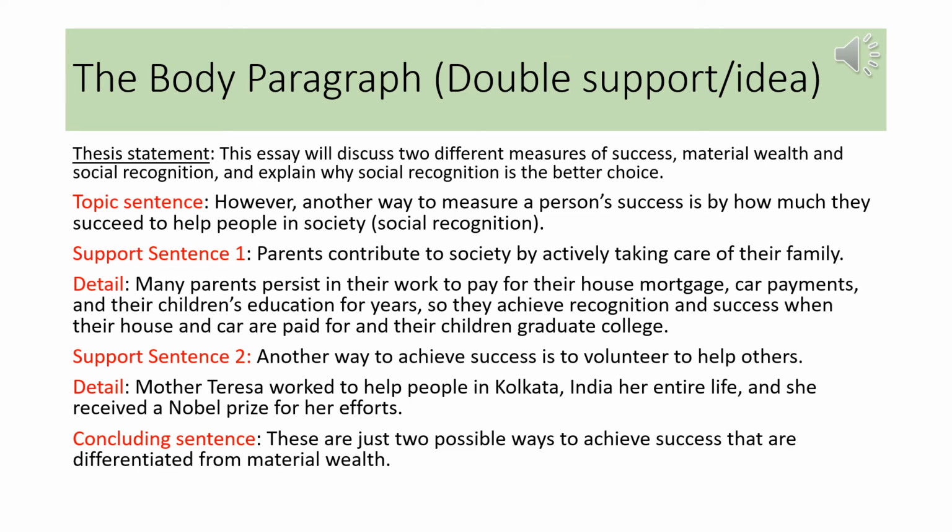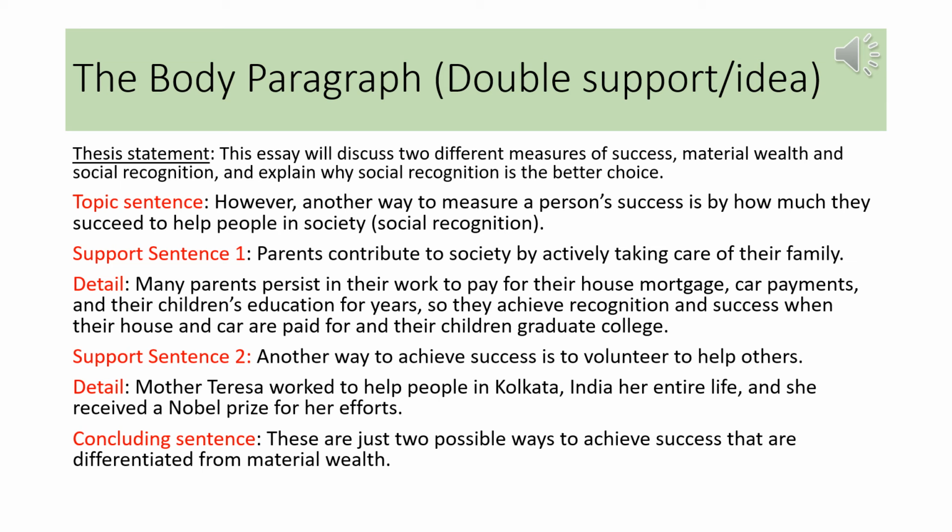Okay, so here the topic sentence, it's not too specific, not too general. However, another way to measure a person's success is by how much they succeed to help people in society. We'll call that social recognition. Support sentence 1. Parents contribute to society by actively taking care of their family. Then you give some detail, an example. Many parents persist in their work to pay for their house mortgage, car payments, and their children's education for years. So they achieve recognition and success when their house and car are paid for and their children graduate college.